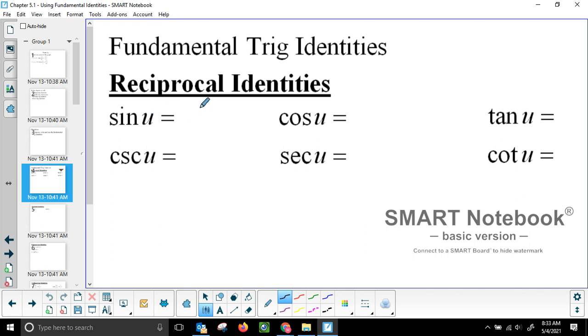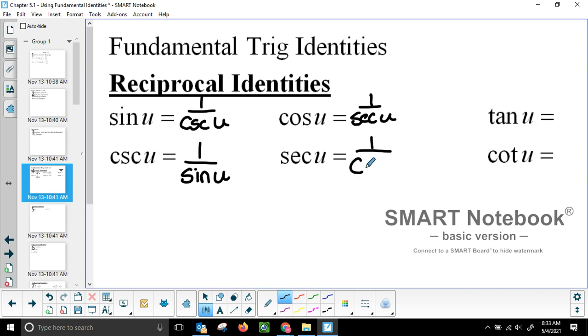Sine of u is the reciprocal of cosecant, so it equals 1 over cosecant u, which means cosecant of u is equal to 1 over sine of u. Cosine and secant are reciprocals, so cosine of u is equal to 1 over secant of u, and secant of u is equal to 1 over cosine of u.